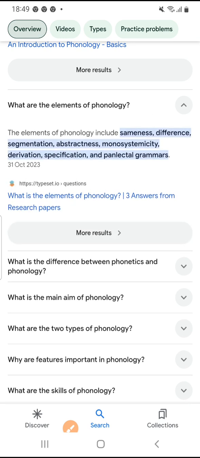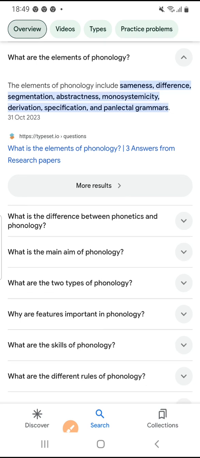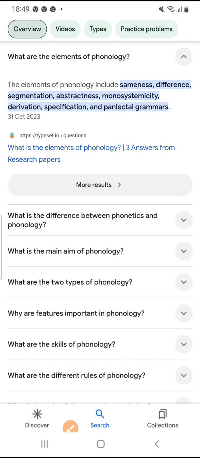Elements of phonology are sameness, differences, then segmentation, abstractness, then monosystematicity, derivation, specification, and panalectal grammars, right?